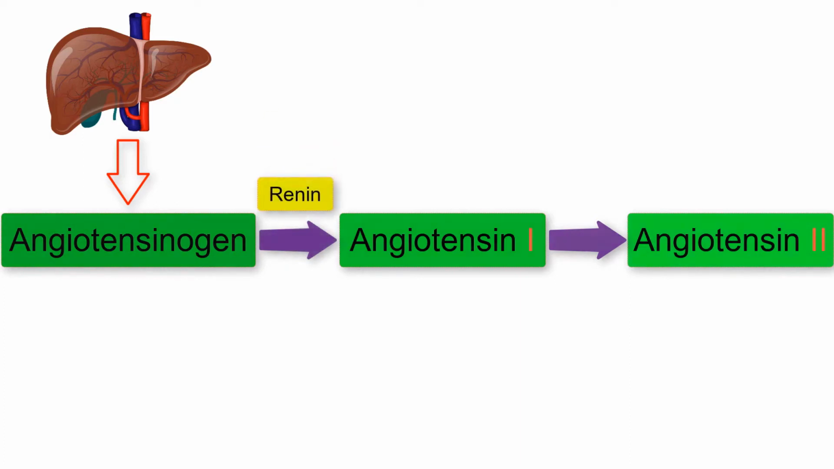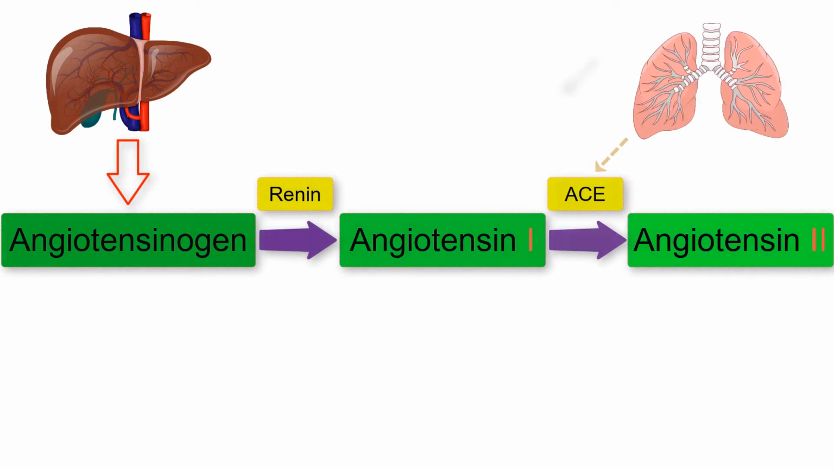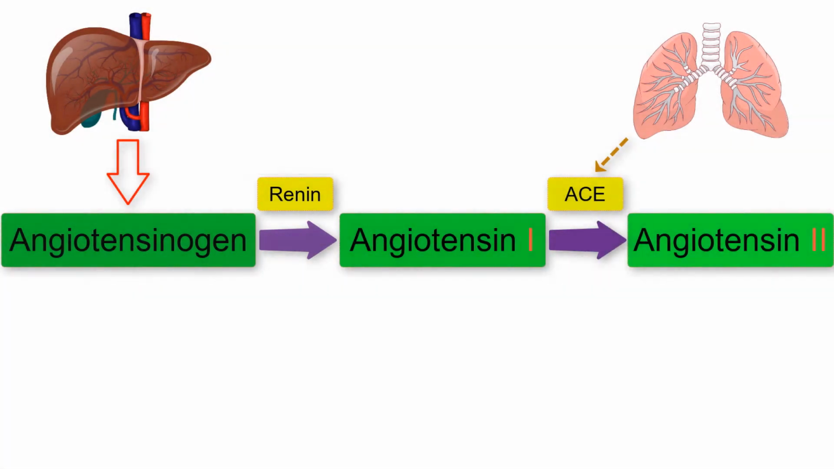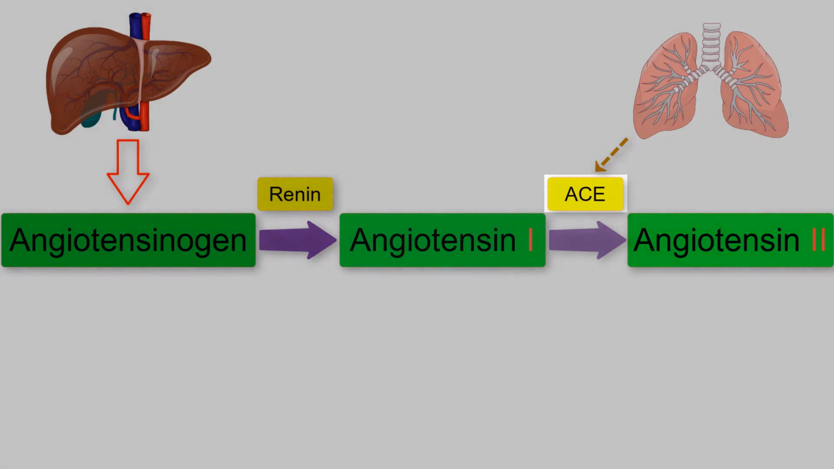Renin is the enzyme that converts angiotensinogen to angiotensin I. Angiotensin I is converted to angiotensin II by angiotensin-converting enzyme, or ACE, which is primarily located in the lungs. Thus, angiotensin II is formed by the conversion of angiotensinogen to angiotensin I by renin, and angiotensin I being converted to angiotensin II by ACE.